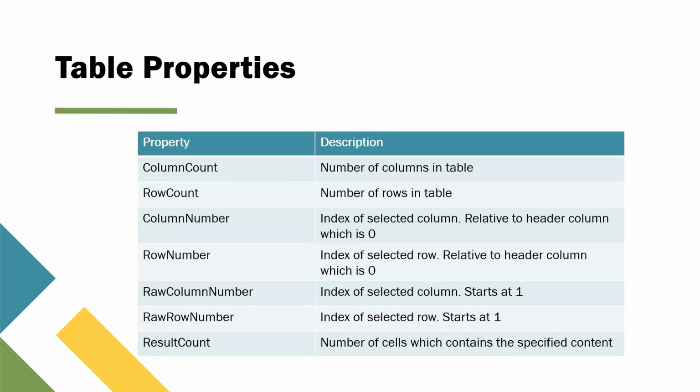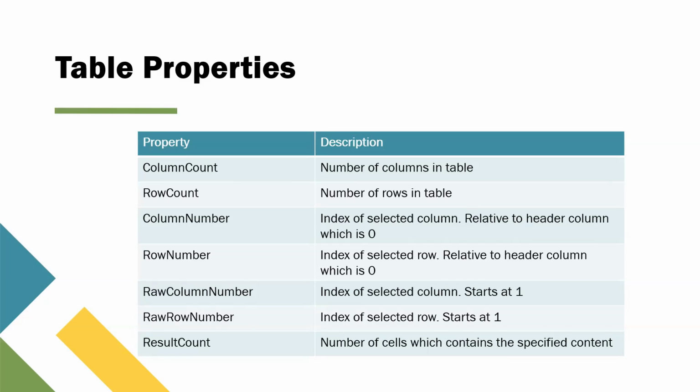Now you will see a difference. Both seem pretty similar, column number and raw column number. But here the difference is the header column, which starts at 0 for column number. But if you want to start at 1, then you can use the raw column number.